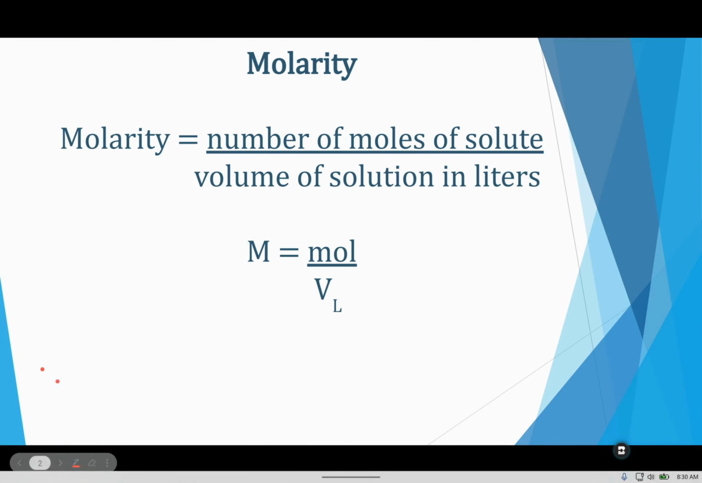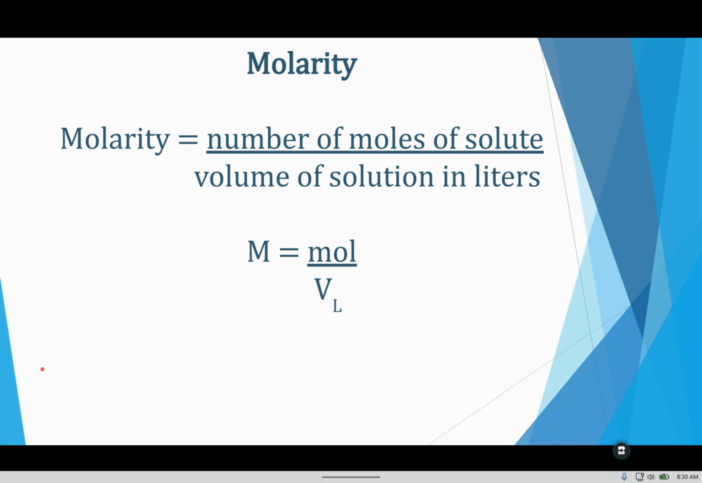So this lecture is for molarity. Molarity is the concentration of a solution, and it's expressed in the number of moles of solute per liter of solution, or volume in liters. So the formula will be molarity equals moles over volume in liters.